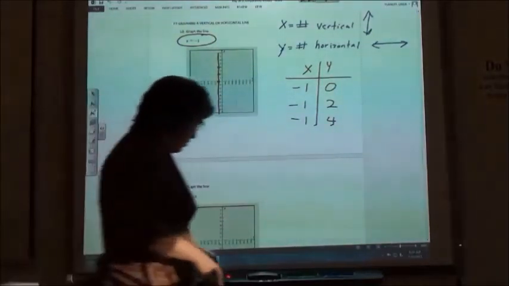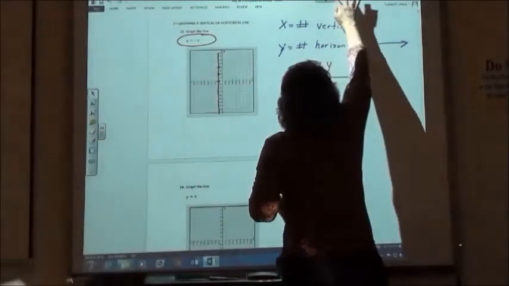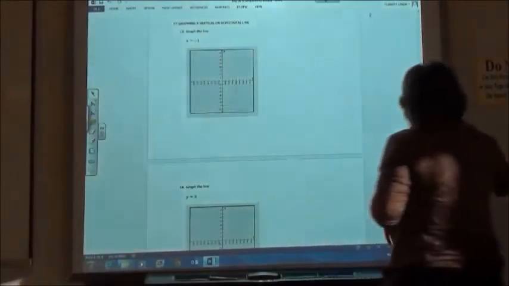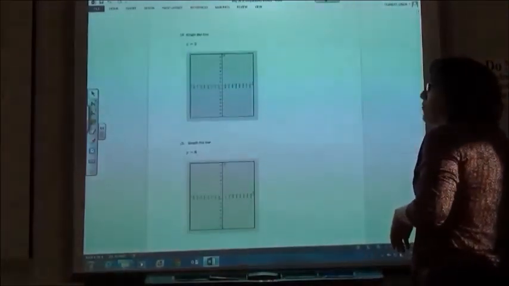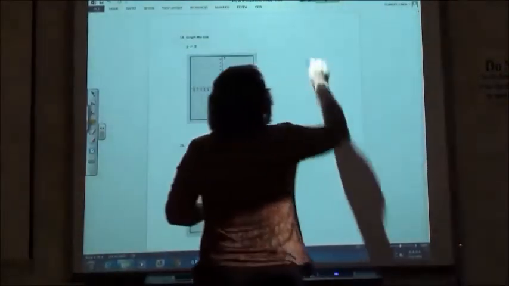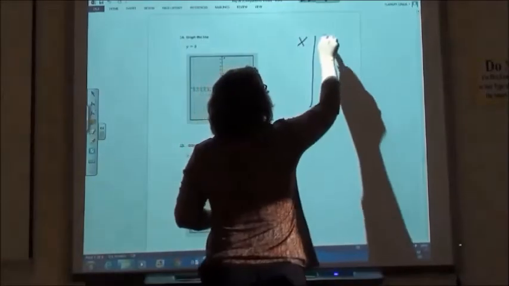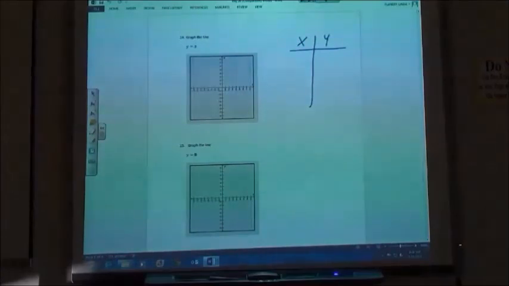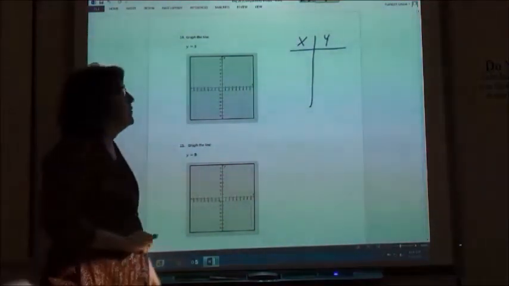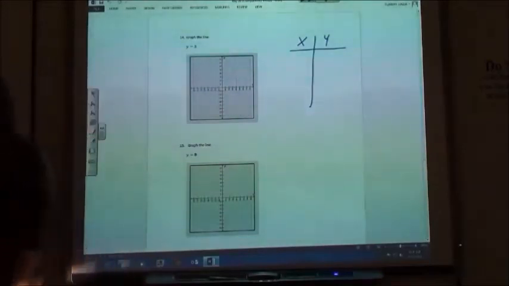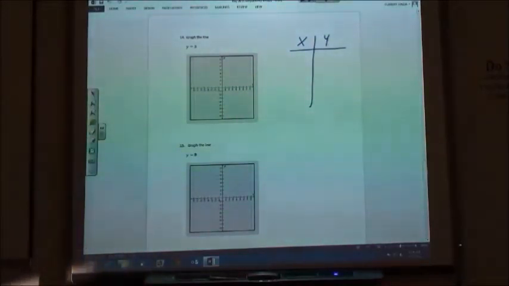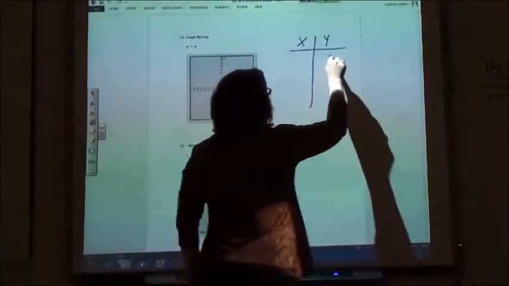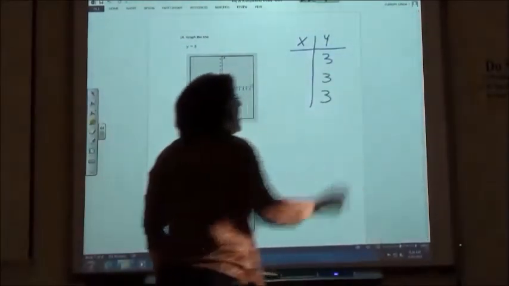Okay. So now we're going to go the other way on the next one. The next one says we have y equals 3. So what do you think your table should look like when you do y equals 3? Are we going to do multiples of 3? First of all, let's put our y's in there. What are we going to put in for our y's? 3, 3, 3. There we go. All our y's have to be 3.